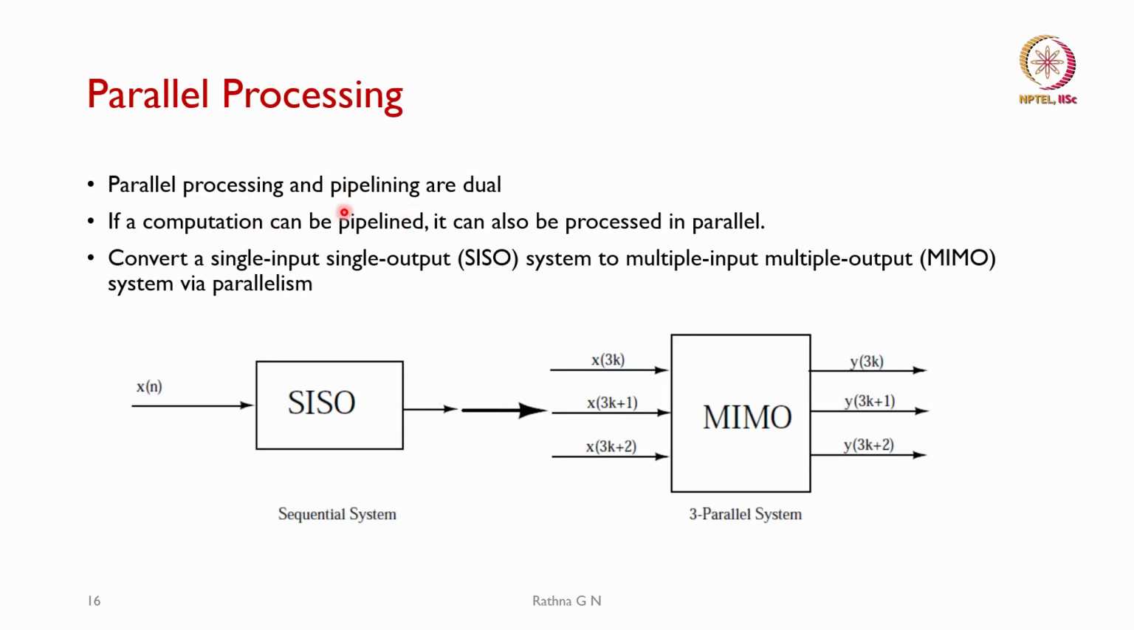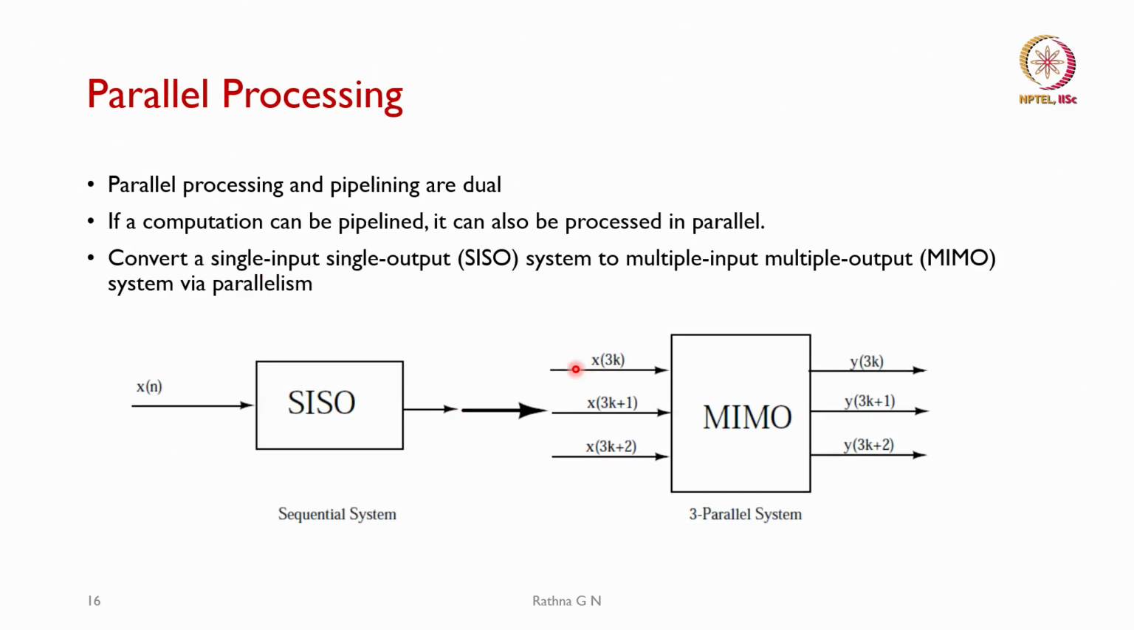We say they are dual. Basically, if a computation can be pipelined, it can also be processed in parallel. That is what we say. So, how are we going to do this? We convert a single input single output system, SISO, that is what x of n does, into a multiple input multiple output system, which we call a MIMO system, via parallelism.